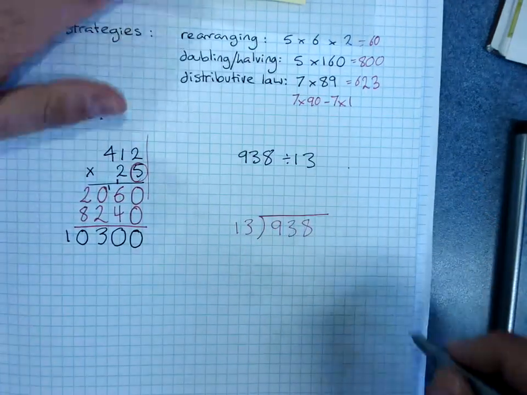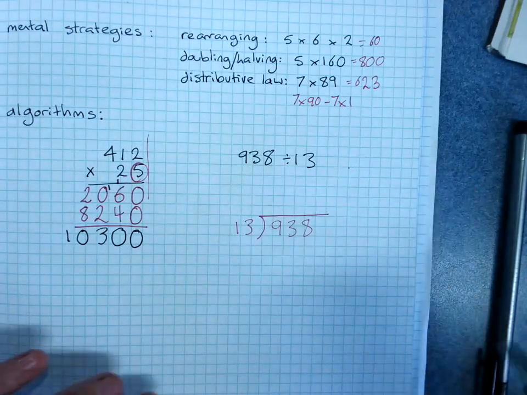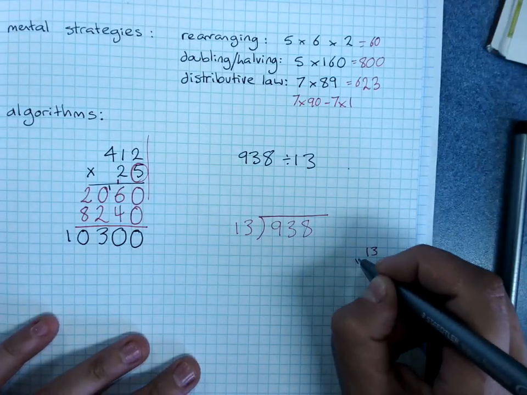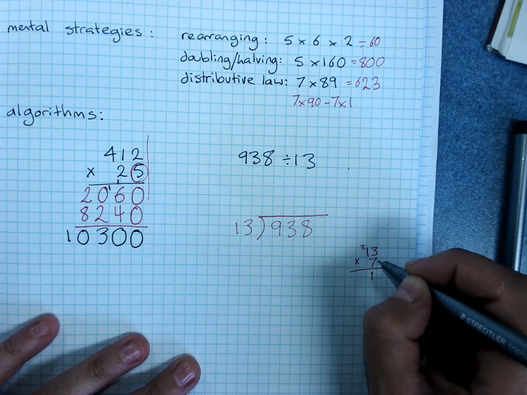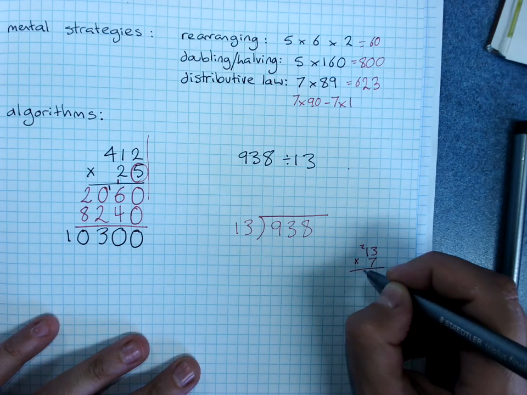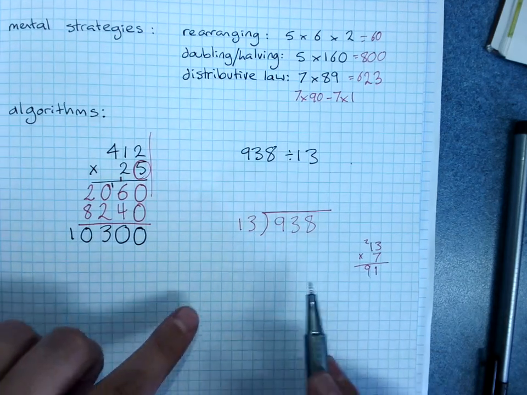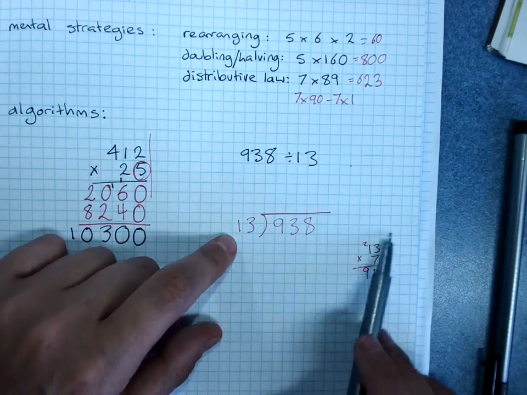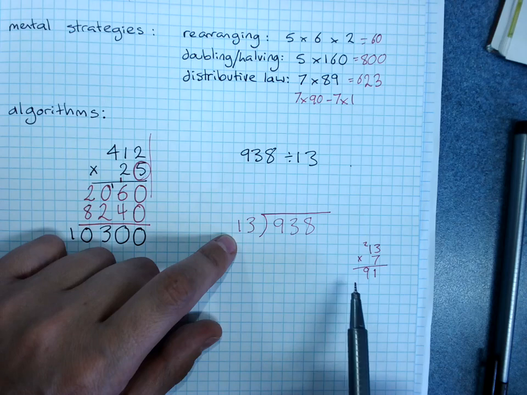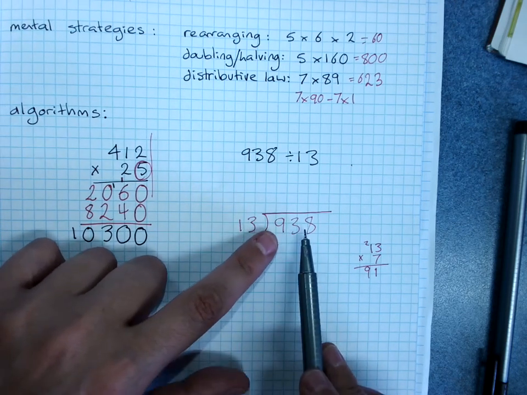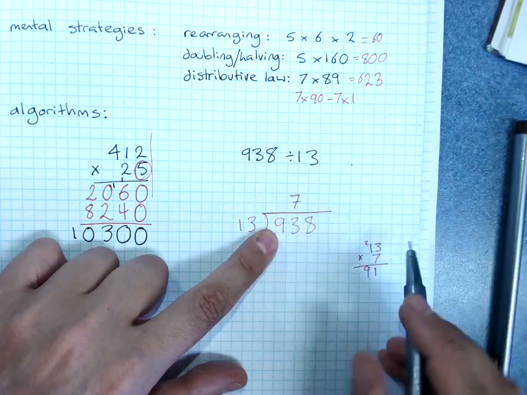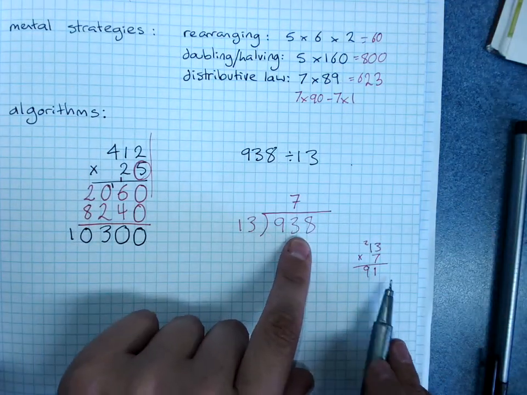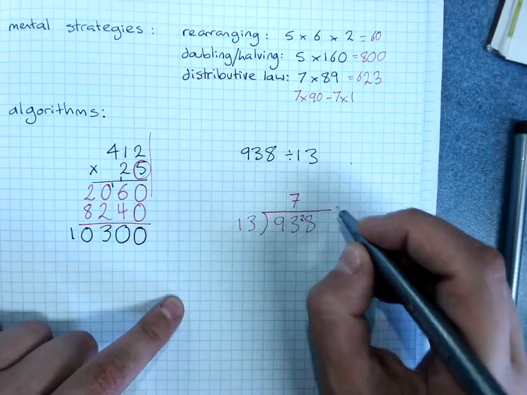You might have to wander off over to the side and do very quietly 13 lots of 7. 7 times 3 is 21. 7 times 1 is 7, 8, 9, 91. Good, it goes in. So we might have to do some little quiet bits of working off to the side to work out that 13 goes into 93 7 times. With how many remainder? 2 remainder. You pop that in there.